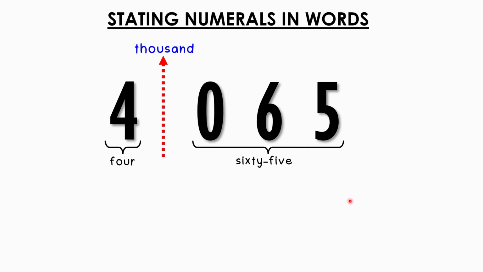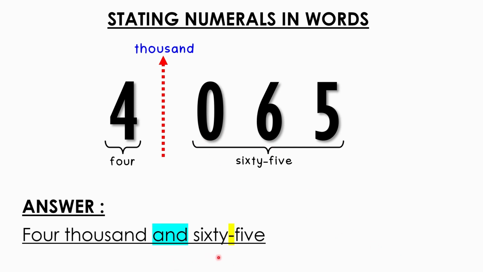Now all we have to do is combine the number before and after the partition and make a full sentence. So the answer is 4065. You want to make sure that you are using the word "and" only once in your sentence, and it should be used just before you end your sentence.